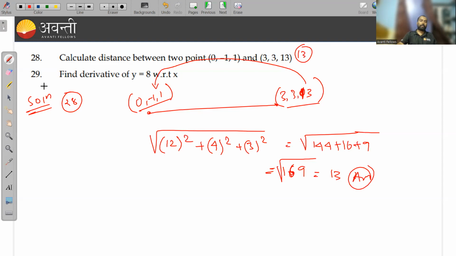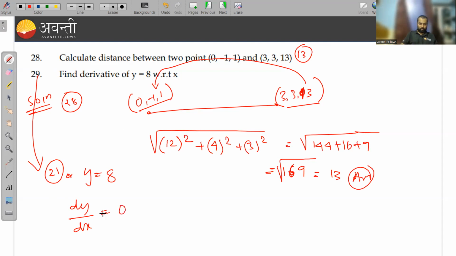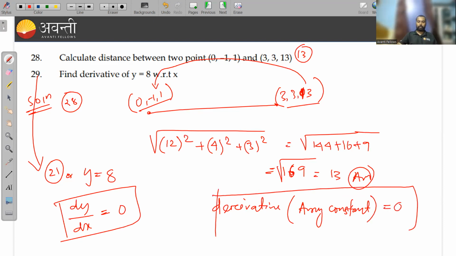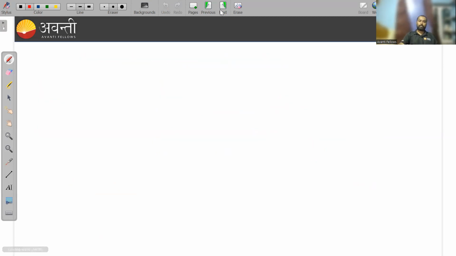Question 29: the first derivative of y is equal to 8. So dy by dx will be 0, because always remember the derivative of any constant is equal to 0, right? So this was your last question.